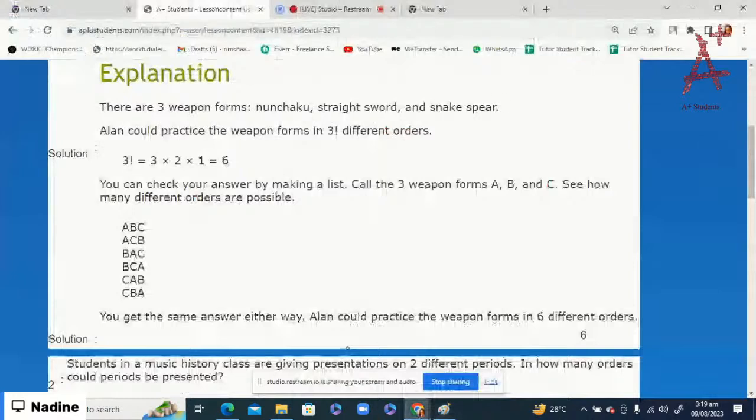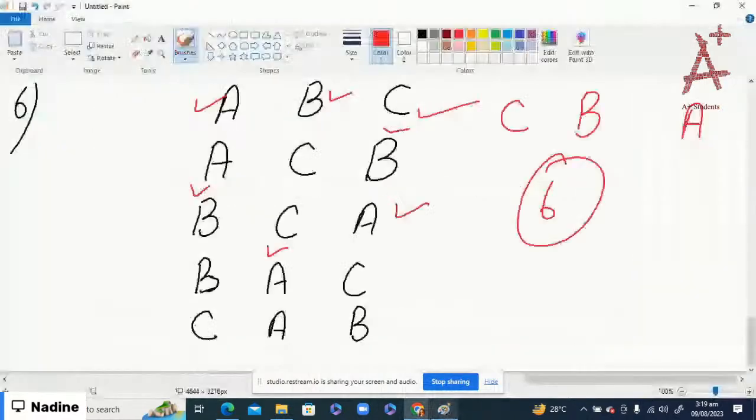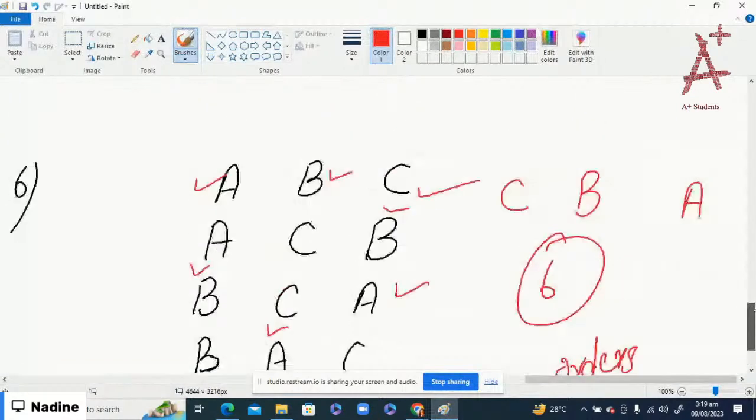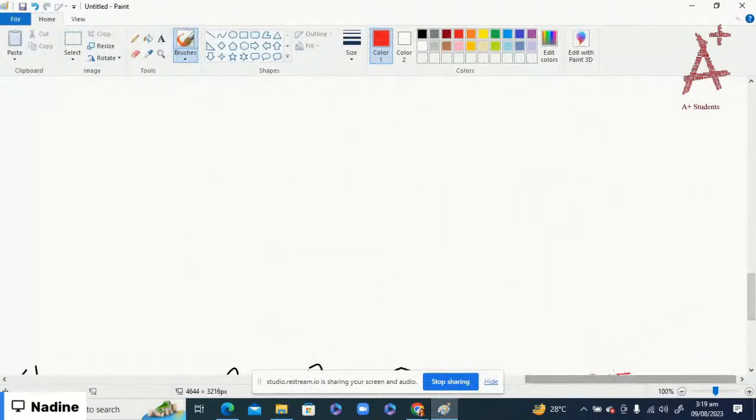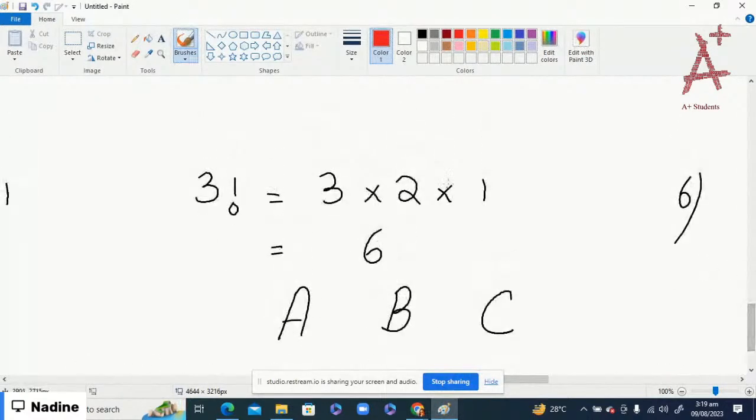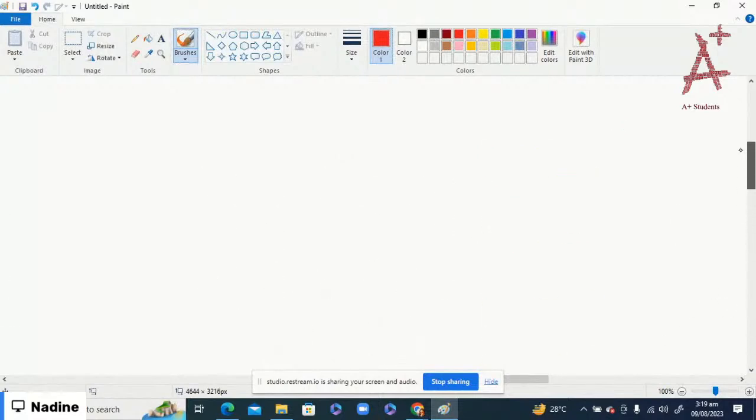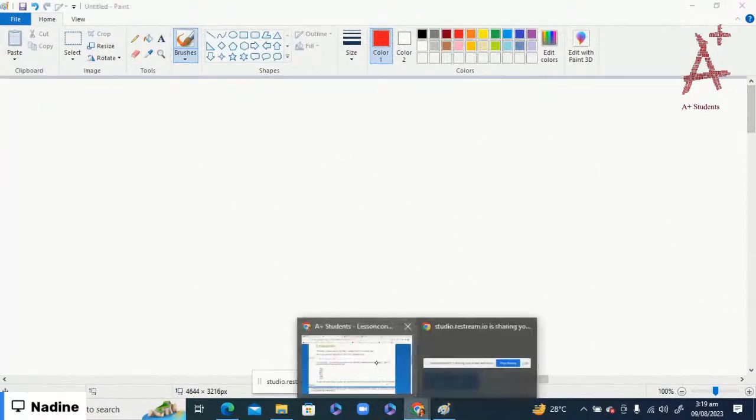You get the same answer either way. Alan could practice the weapons form in six different orders. And here are the orders. Look here, we already did it. These are the orders. And this one is your answer that we already found. That is 3 factorial. Okay. Now let's do the next question.